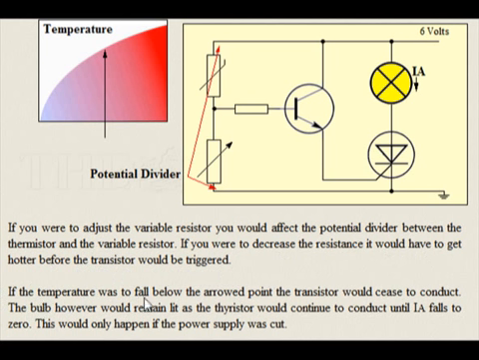If the temperature was to fall below the arrowed point, the transistor would cease to conduct. The bulb, however, would remain lit, as the thyristor would continue to conduct until IA falls to 0. This would only happen if the power supply was cut.